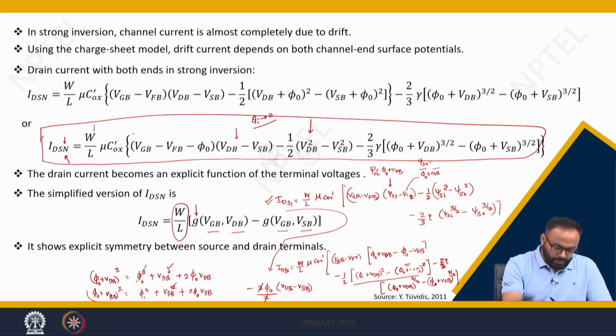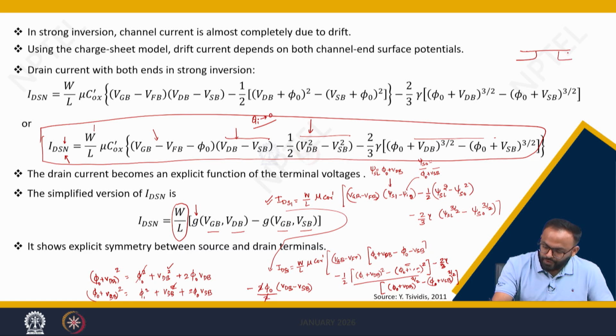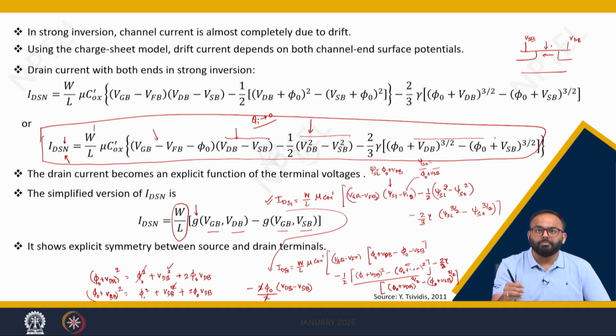You can see here this is a function of VGB and VDB minus VSB. Similarly, this is VDB minus VSB, and here also VDB minus VSB terms will come into the picture. VDB minus VSB means what? There is a lateral field which is in this direction, VDB minus VSB, and there is a vertical field which is coming from VGB, which we have already discussed that VGB is responsible to cause inversion and VDB minus VSB will cause the flow of those carriers.